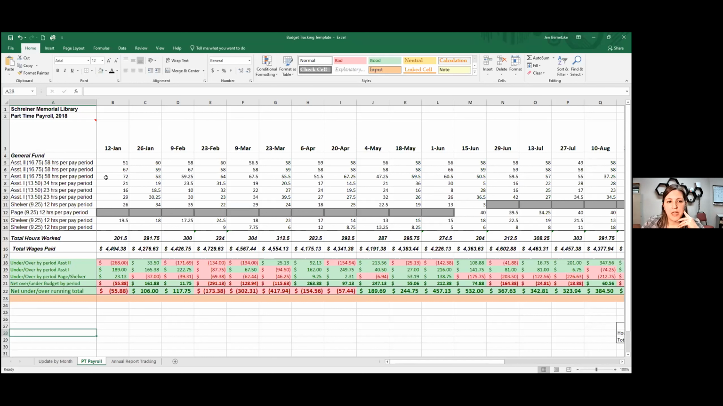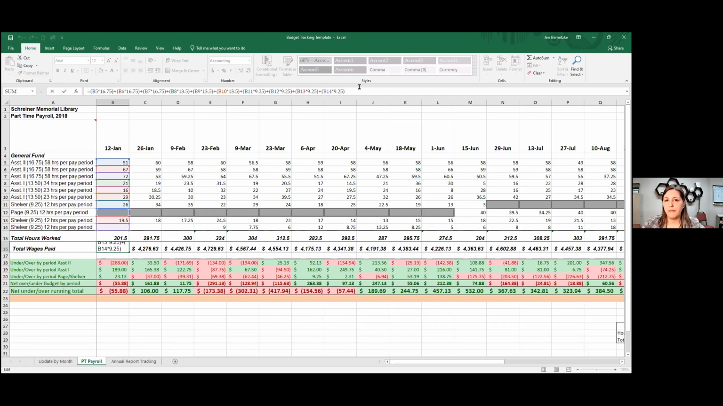And then this automatically, I'll fill in, you know, she worked 51 hours this pay period. It totals how many hours our staff worked in total, the total hours or total wages that were paid. And you can see if you look in the formula line above, it does math based on what their wage is and how many hours they worked. So it calculated it for me.